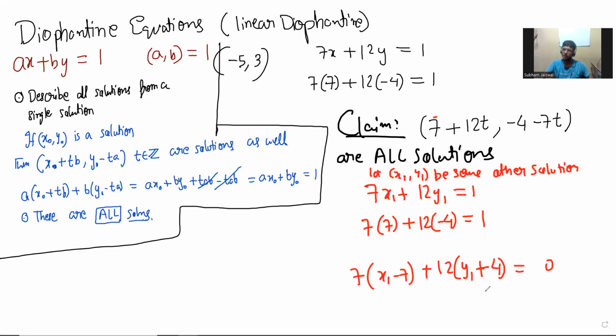So far, so good. I'm using the fact that 7 and minus 4 are two numbers which we understand as 7 and minus 4. But this problem understands 7 and minus 4 as a solution to this equation. So unless you use that, you're not going to get anything.